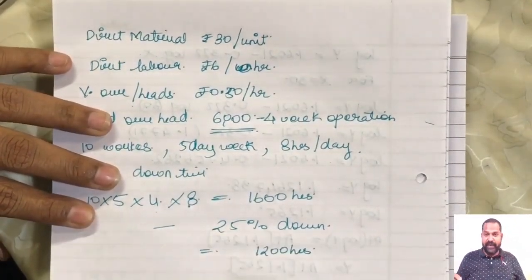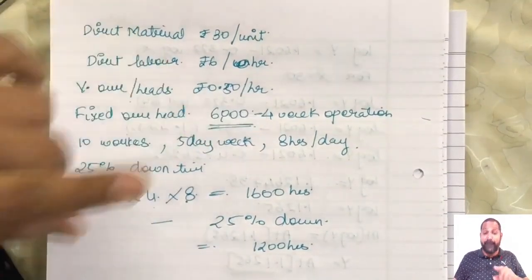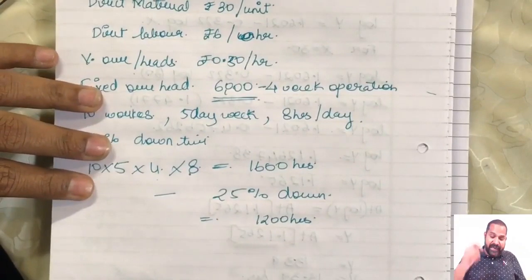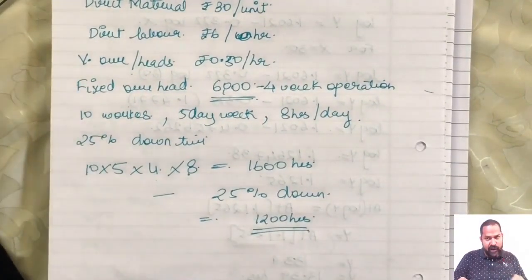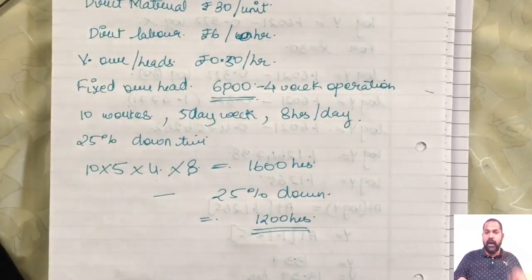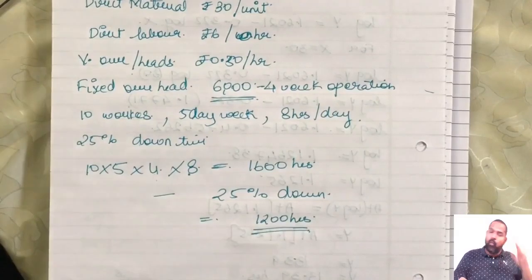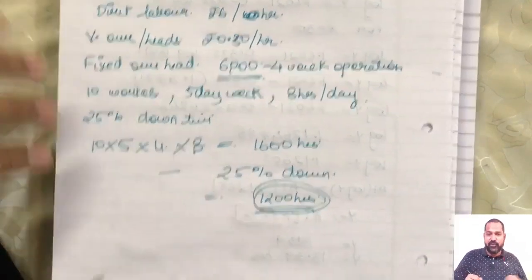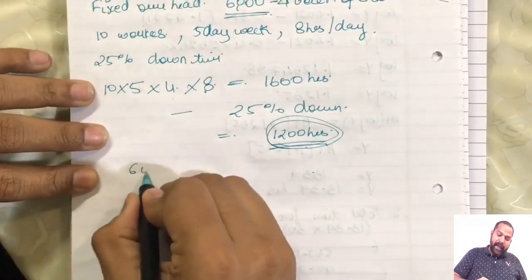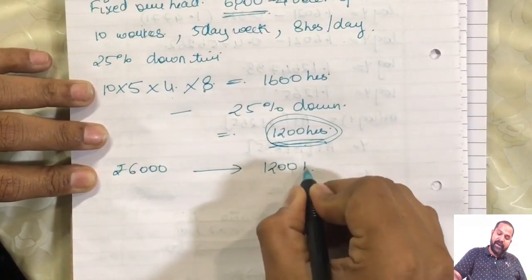So can I say in a 4-week period, the hours that are put in is 1200. Am I using all 1200 hours? I am only using 401 hours. Why do I pay you for all 1200? Then let's do one thing. I am charging you 6,000 rupees for 1200 hours basically.